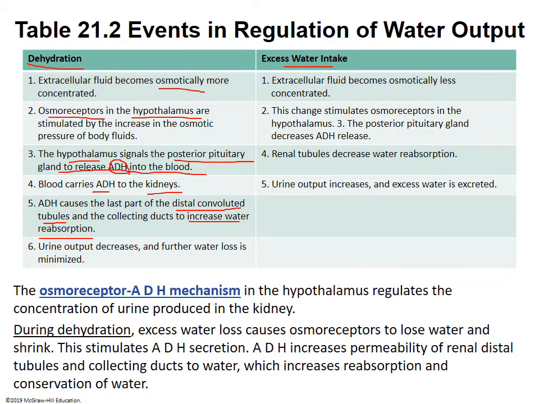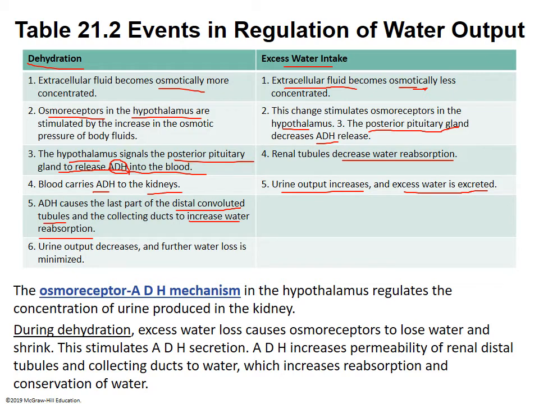Excess water intake, the extracellular fluid, is going to change osmotically. There we go. I think I got it that time. The change stimulates the hypothalamus. It's going to send a signal to the posterior pituitary gland to decrease ADH release. Therefore, the distal convoluted tubule will decrease water reabsorption. Urine output increases and excess water is excreted.